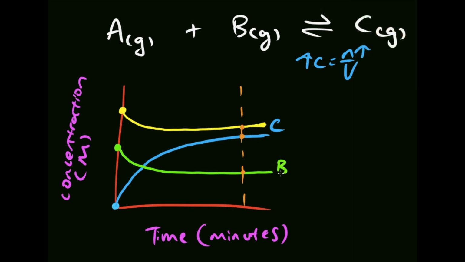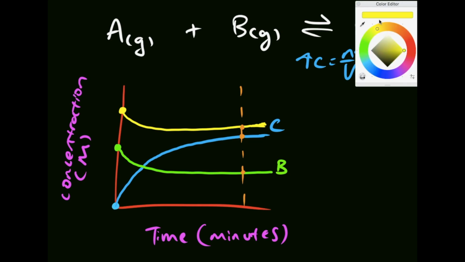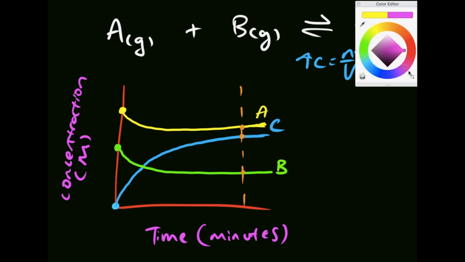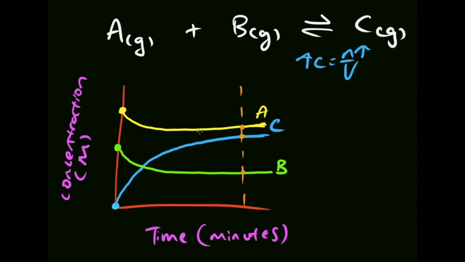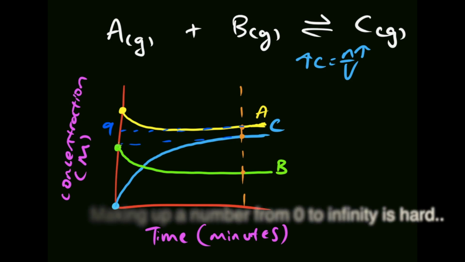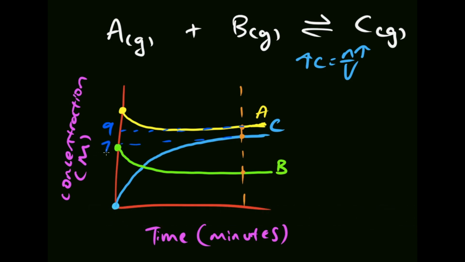I think I said this was B and this was A. And let's just assign some random concentration values here. Let's just say at this point it is, I don't know, 9. And then at this point it's like 7. And at this point it will probably be like 4.